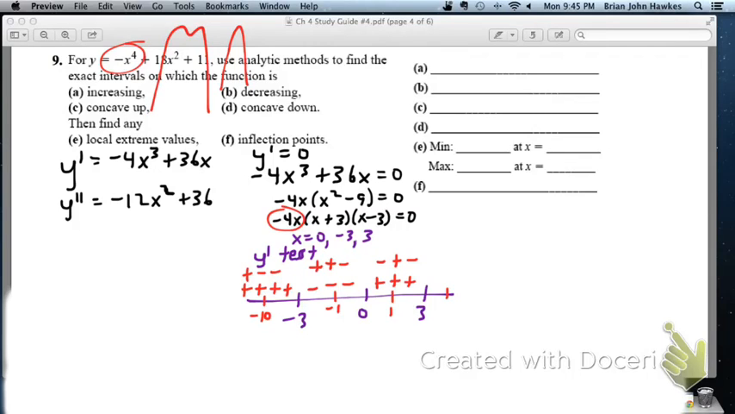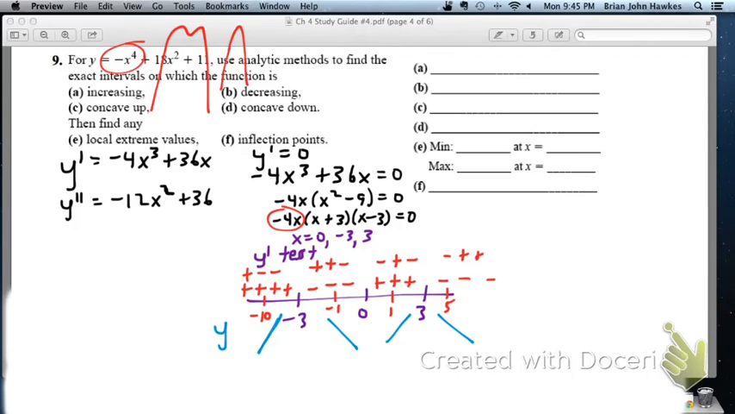And then finally, to the right of 3, let's say 5. We have a negative 4 times 5, that's negative. 5 plus 3 is positive, 5 minus 3 is also positive. And so, just confirming what we really already knew, y prime is negative on that interval. And then if we want to know the behavior of y, it would go up. So increasing, then decreasing, then increasing, then decreasing. And so we're going to be able to fill in our chart nicely, and we might as well go ahead and do that.